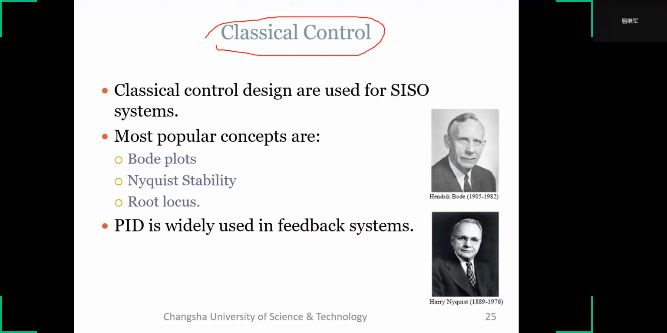Classical control designs are used for SISO systems, single input and single output. The most popular concepts in classical control are the Bode plot, Nyquist stability, and root locus. In classical control, PID control is widely used in feedback systems.